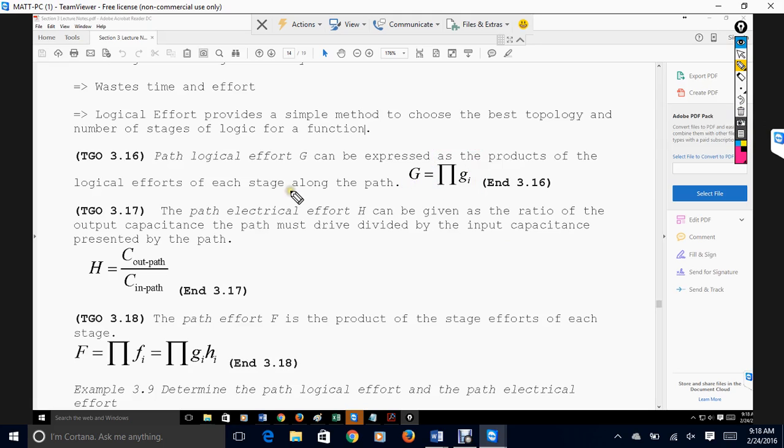The other thing we need to worry about is the electrical effort of the whole path. It's given as the ratio of the output capacitance of the path to the input capacitance. So it can be given as the ratio of the output capacitance the path must drive divided by the input capacitance presented by the path.